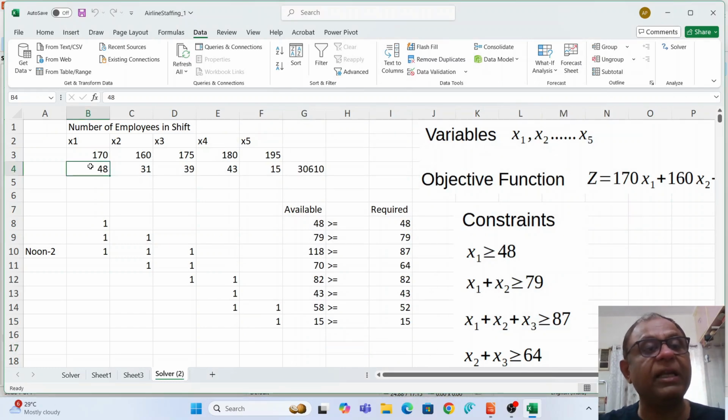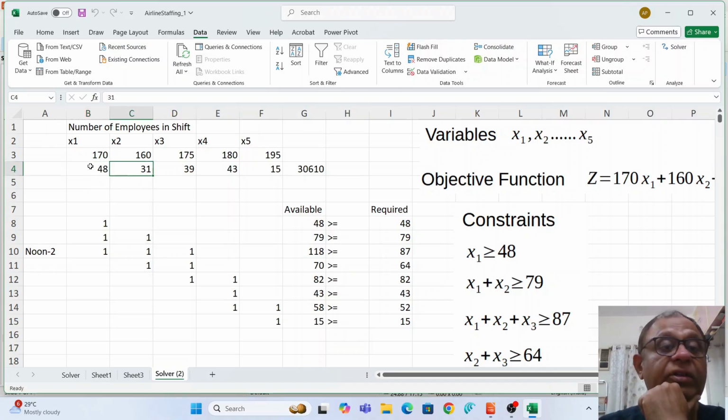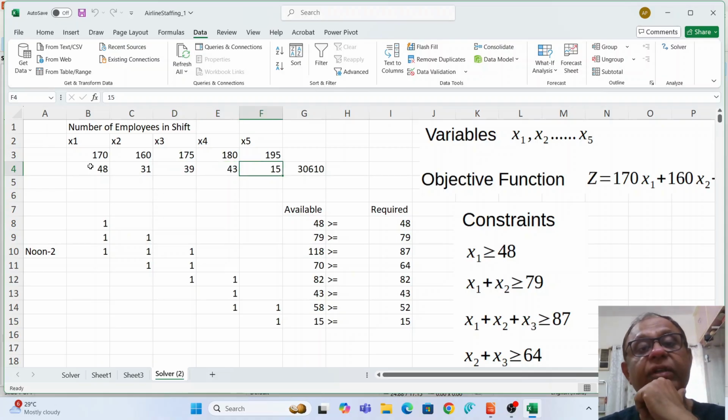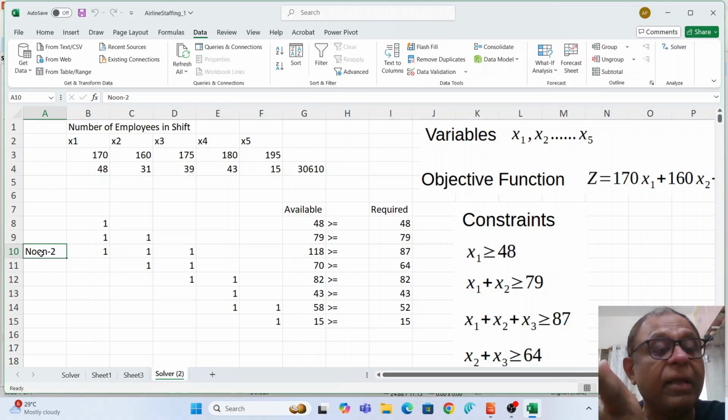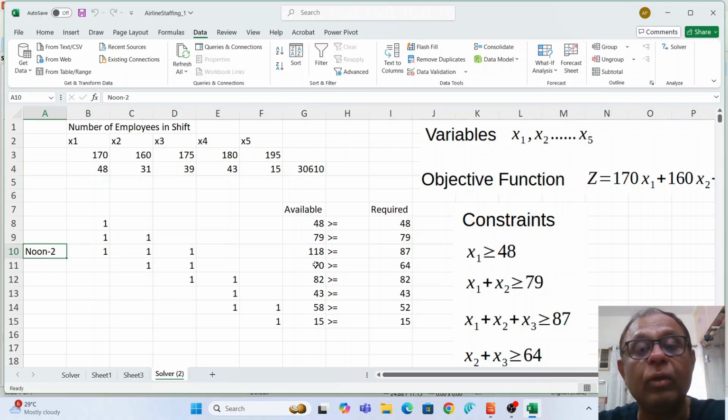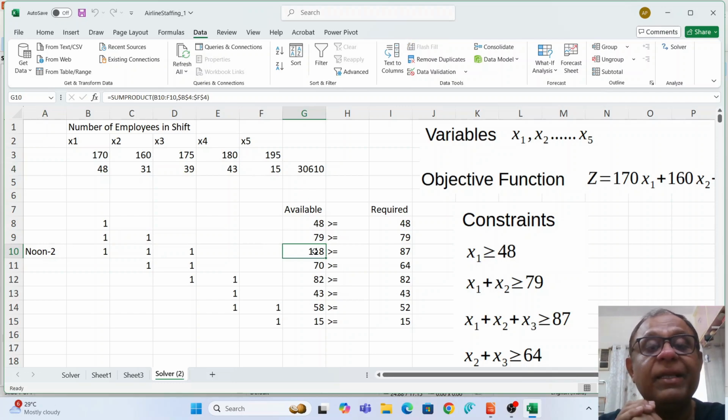The number of agents that have to come in the first shift is 48, followed by the second shift it's 31, third shift it's 39, fourth shift it's 43, and fifth shift it's 15. Now the interesting part here is, since the constraint was greater than or equal to, you will find in a few time periods, that is the time period from noon to 2 p.m., that the number of agents available is 118, but the minimum required was 87.